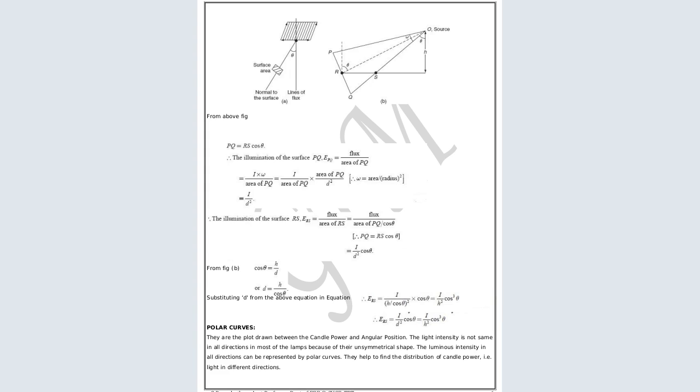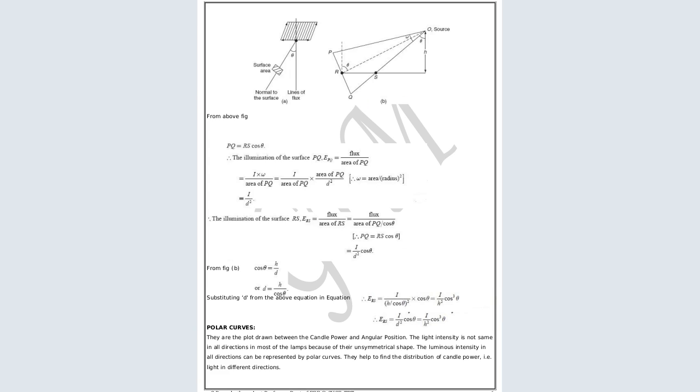Now P, R, Q, S, O, the source is at O. So PQ is equal to RS cos theta. You can see PQ is equal to RS cos theta.